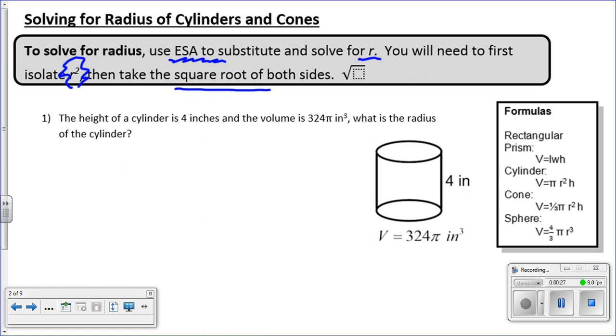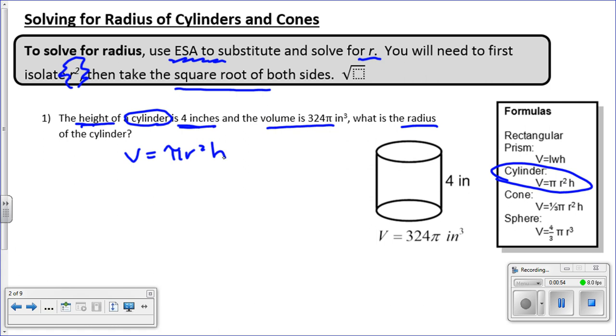Let's take a look at an example. In this first one it says the height of a cylinder is 4 inches, and the volume is 324 pi cubic inches. What is the radius? So we're given the height and we're given the volume, and we know that it's a cylinder. So let's take our cylinder formula. V is equal to pi r squared h, and let's just plug in what we know. So the volume is 324 pi equals pi times radius squared times the height, and the height is 4.